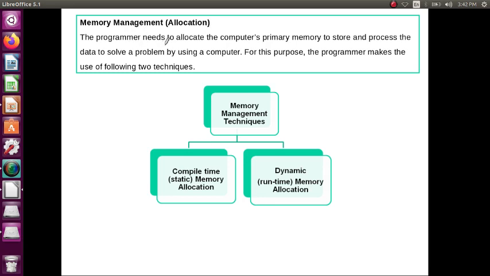The programmer needs to allocate the computer's primary memory to store and process the data to solve a problem by using a computer. Every program which executes in a computer requires memory for storing its information. The data of a program can be stored by using the following two techniques: compile time memory allocation and dynamic memory allocation.